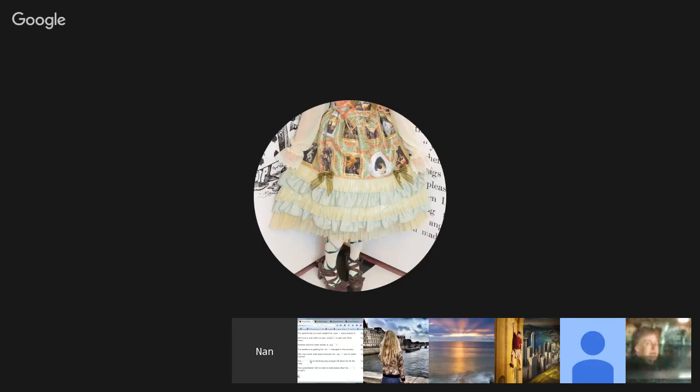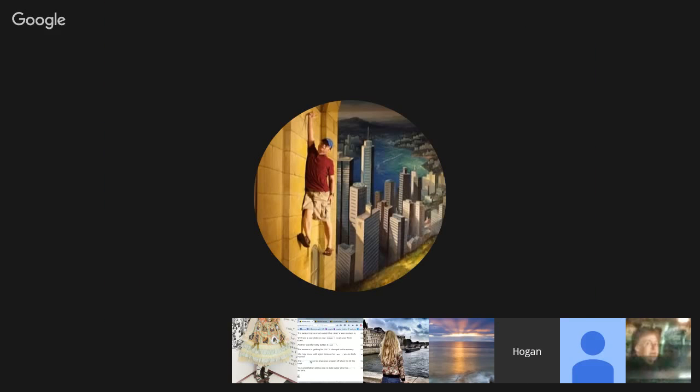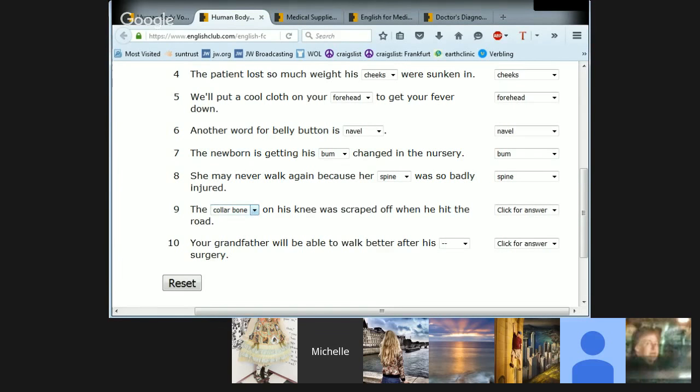Okay, Hogan, would you like to try number 9? Okay, number 9, the blank on his knee was scraped off when he hit the road. What's the options? Okay, we have collarbone, limbs, teeth, or skin.